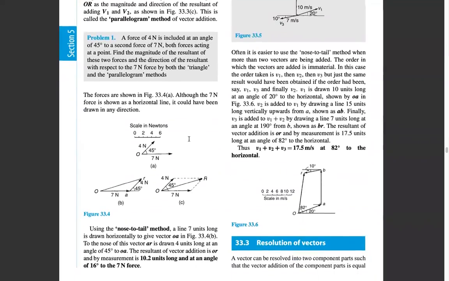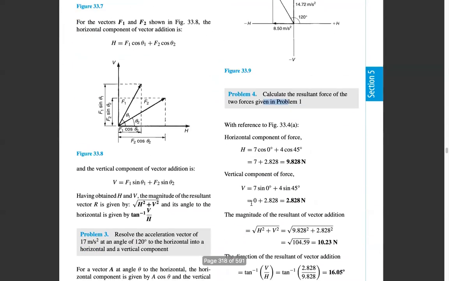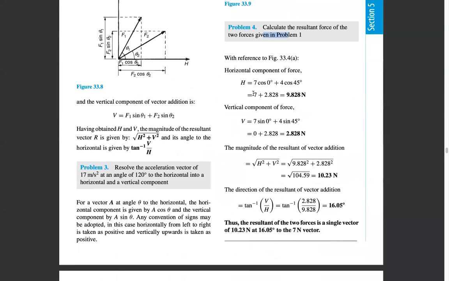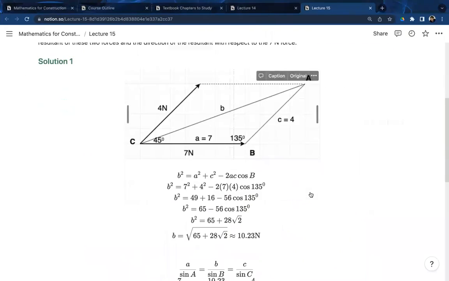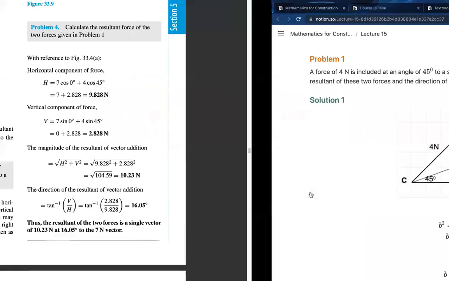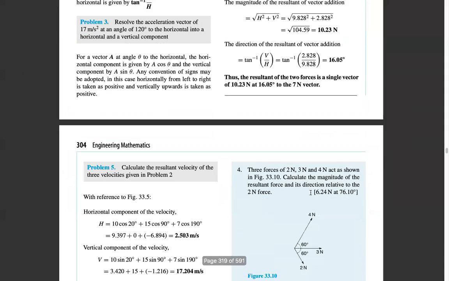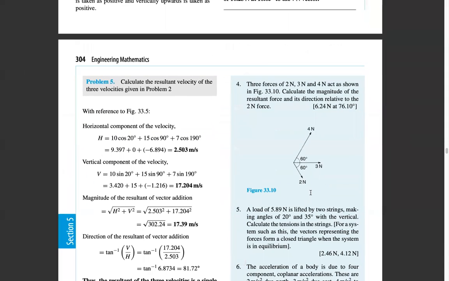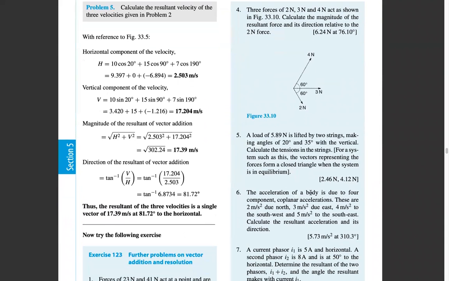So you could use the components, right? Find the total horizontal component, which is that, the total vertical component, which is that, and just plug everything into these formulas here, and you see you get back the same answer. So yet another way to solve the problem. So we could use the cosine rule, or we could use components, vertical and horizontal components, to add vectors. You have two or more vectors and you have to add them.